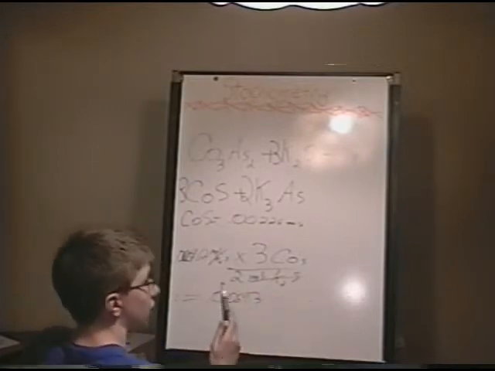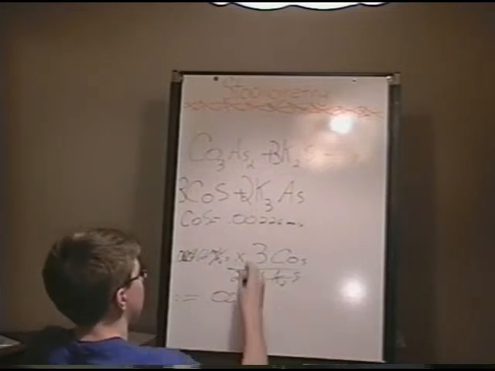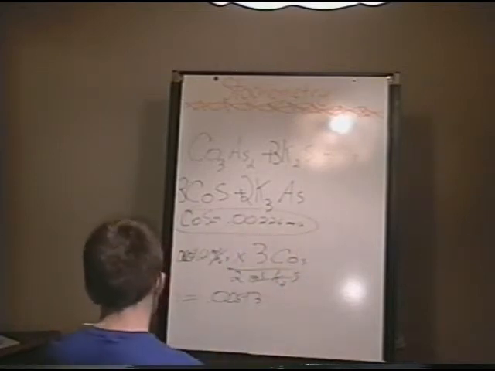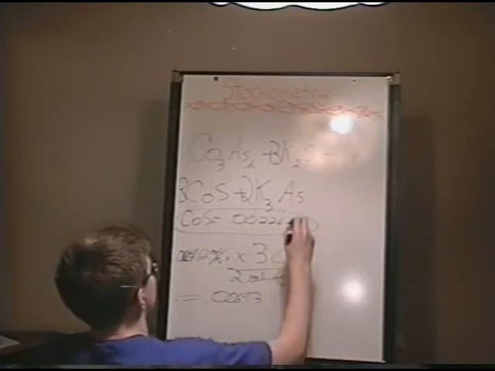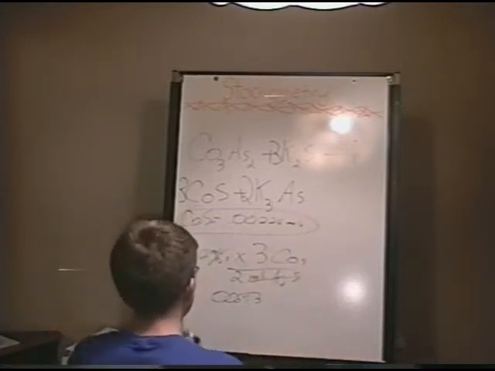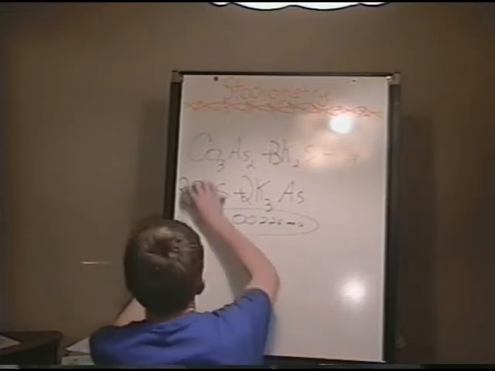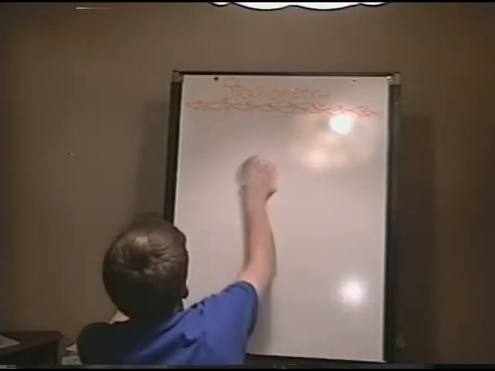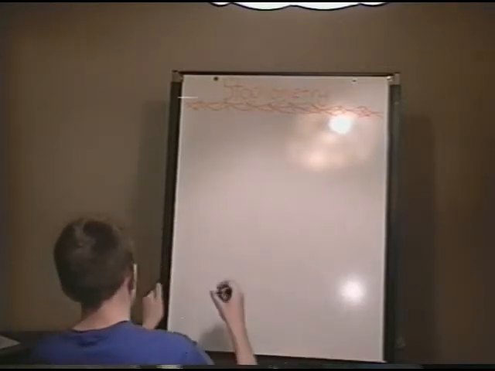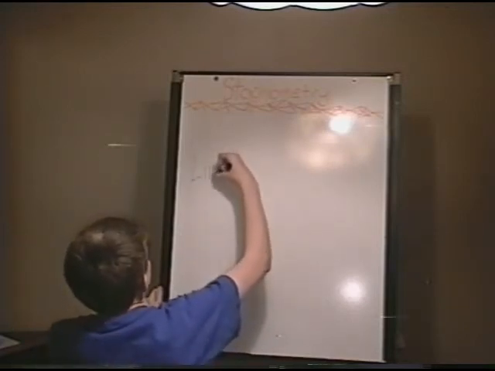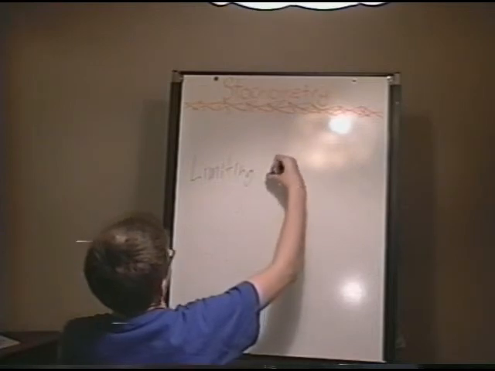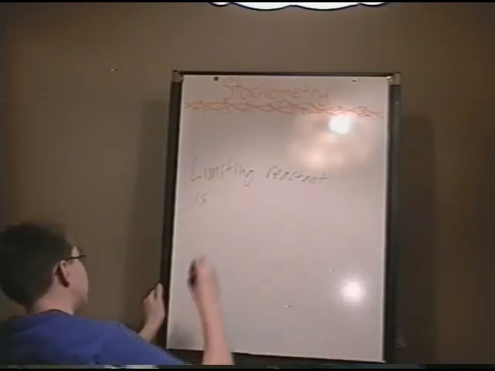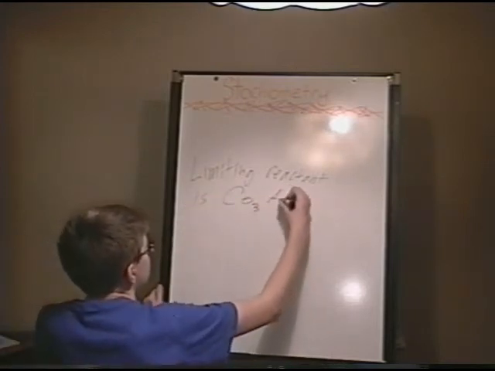Now whatever is smallest is your limiting reactant. So which of these is smallest? This is smallest. So, the limiting reactant is Co3As2.